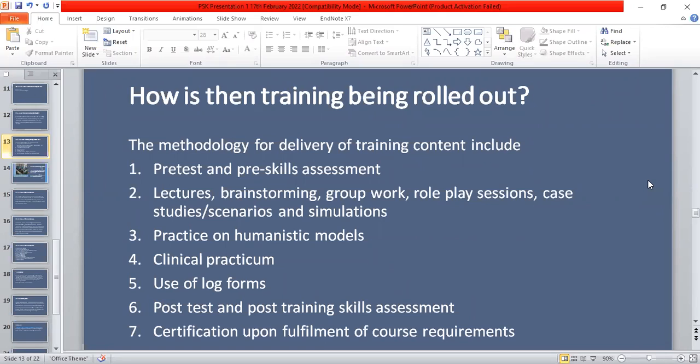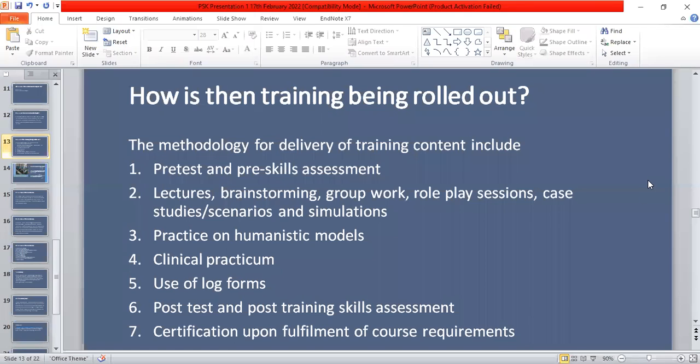I'll just give a snapshot of the methodology for delivery of the training content. So there's a pre-test and a pre-skills assessment. What happens is that you're tested before you get into the training, and they also check your skills before you get into the training, just to see at what level you are. I know we have gone through this in campus, and it is only when you get to the actual training, because this training is ideally tailored to practice.